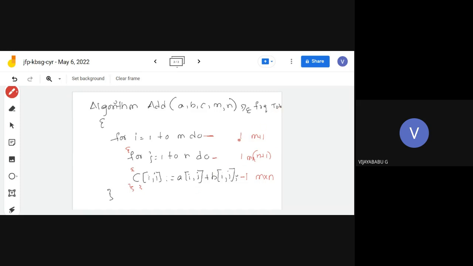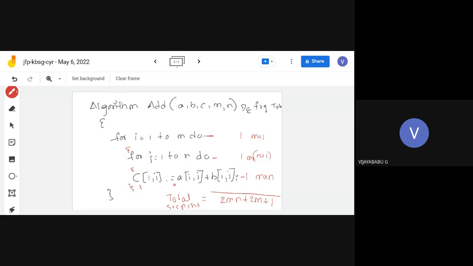So the total, it is mentioning 1 into m plus 1, 1 into m into n plus 1, 1 into m into n. So finally what we can say about this is 2mn plus 2m plus 1. This is the total step count. So by looking at this, we can understand that this is of order m by n.